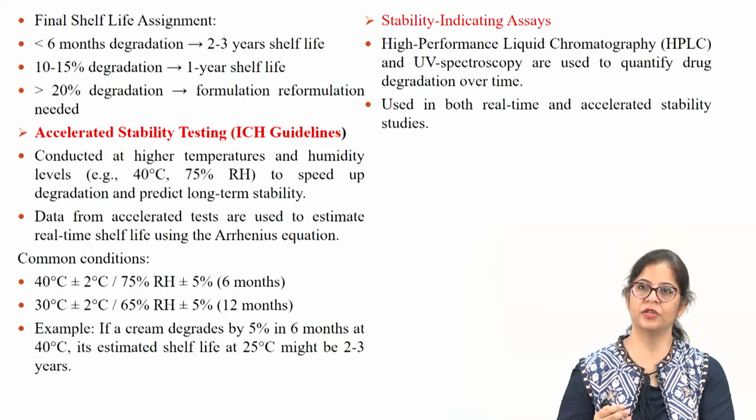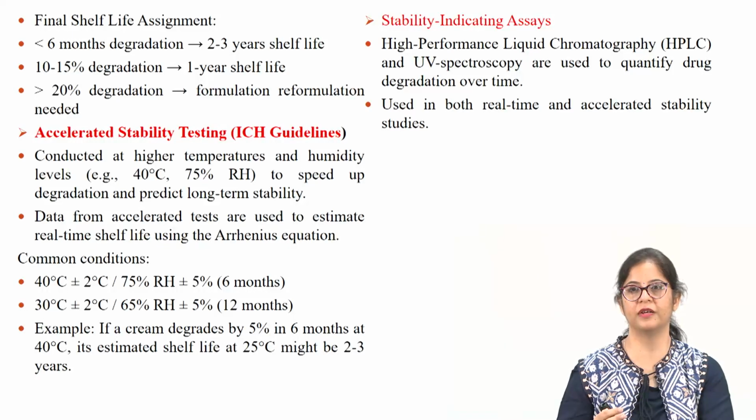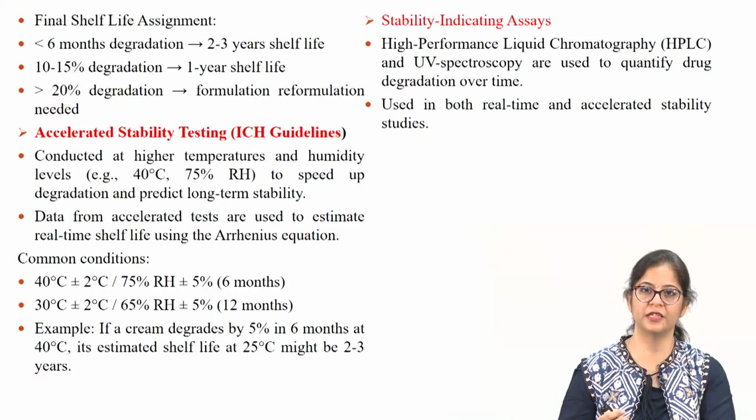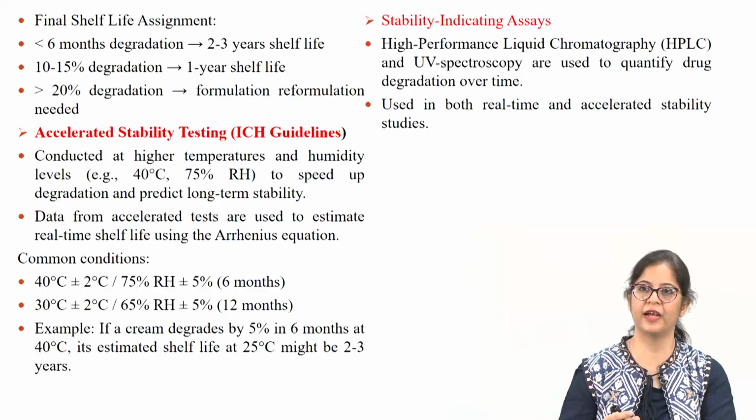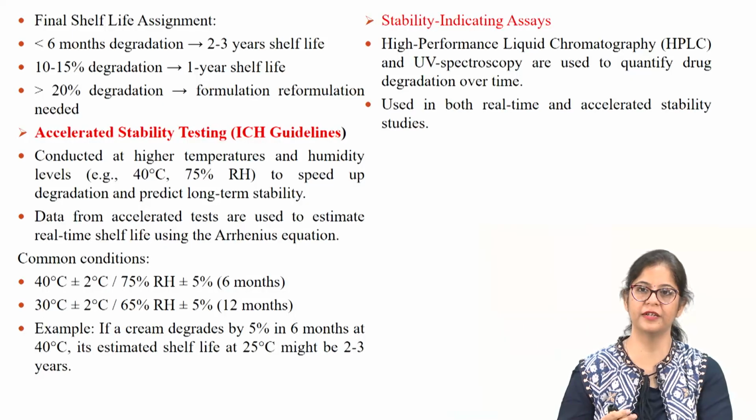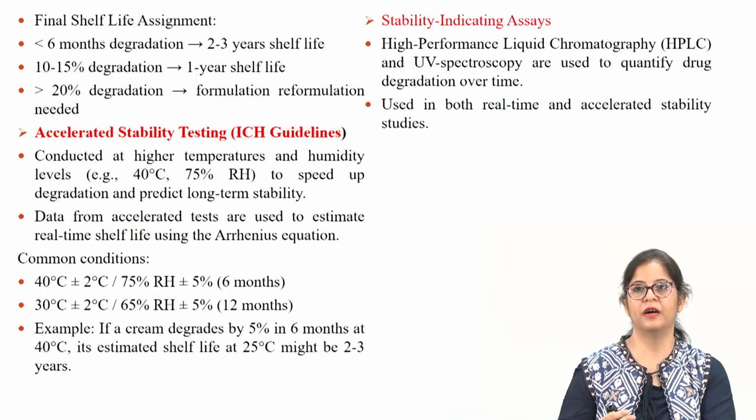can lead to 2 to 3 years of shelf life, 10 to 15% degradation up to 1 year of shelf life, more than 20% degradation, reformulation is needed. So, the accelerated stability testing is carried out at high temperature and humidity to speed degradation and predict long term stability. Data is recorded and is used to estimate the real time shelf life using the Arrhenius equation.